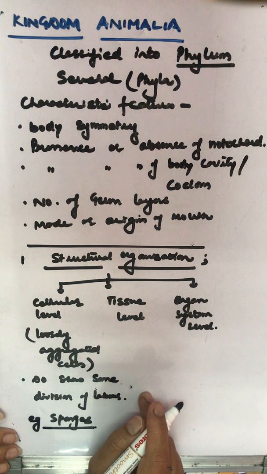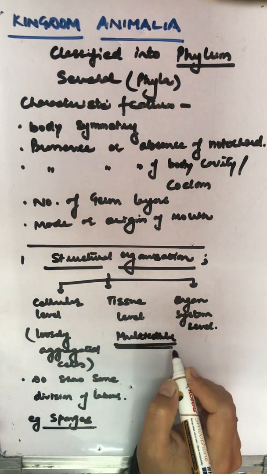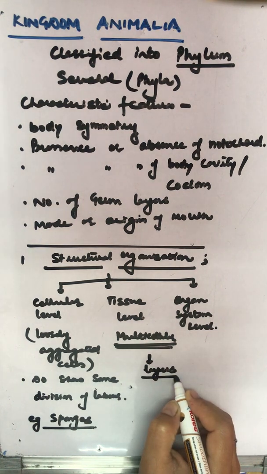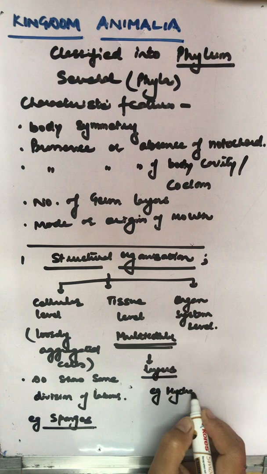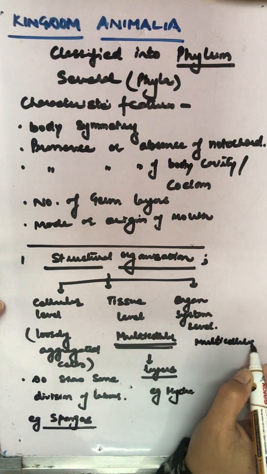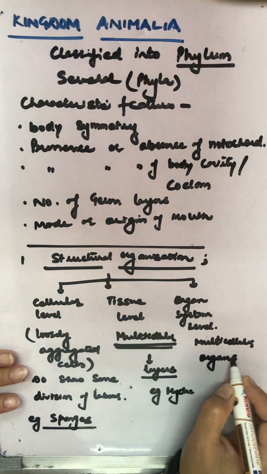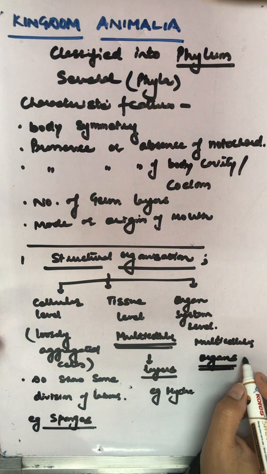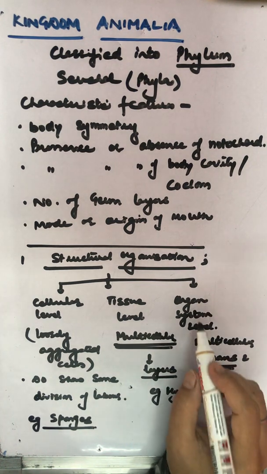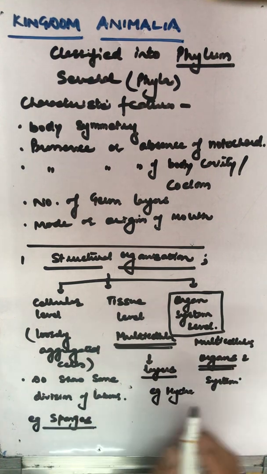Then we move to the tissue level. It will be multicellular because it is made up of cells, and the cells occur in distinct layers. Example, hydra. Then we come to the organ system level. Obviously it is again multicellular, and here the body has organized tissues. Tissues are organized into well-defined organs, and organs form systems. Example, the respiratory system and digestive system. All these animals come under the organ system level when they have well-developed systems in the body, all higher animals.